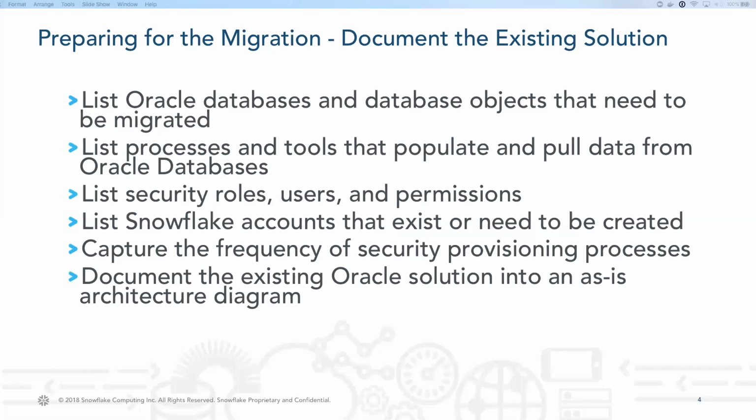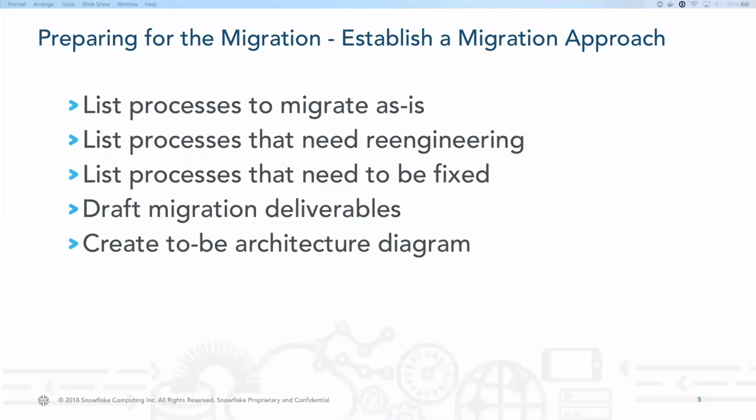Finally, you will want to ensure that you have an as-is architecture diagram of the existing Oracle solution. Establish a migration approach by listing processes to migrate as is, processes that need refactoring, and broken processes that need to be fixed. Draft these deliverables and create the to-be architecture diagram.